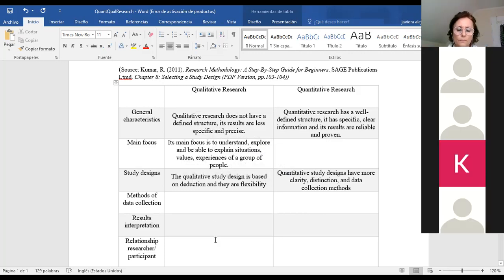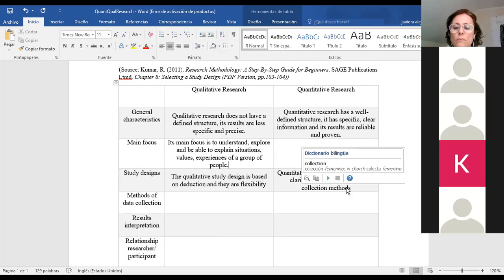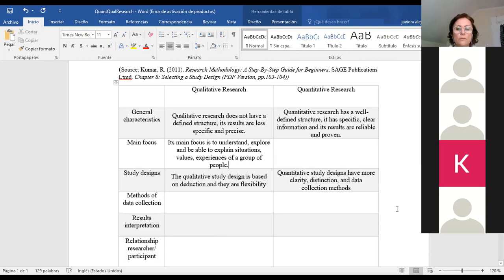Yes. And the study design: qualitative research is based on deduction, and it is reflective. It is flexible. Flexible. And the other has a design with more clarity, distinction, and data collection methods. Yes, it's not so flexible. In quantitative research there's not so much flexibility, and it's clearly distinct from data collection methods.